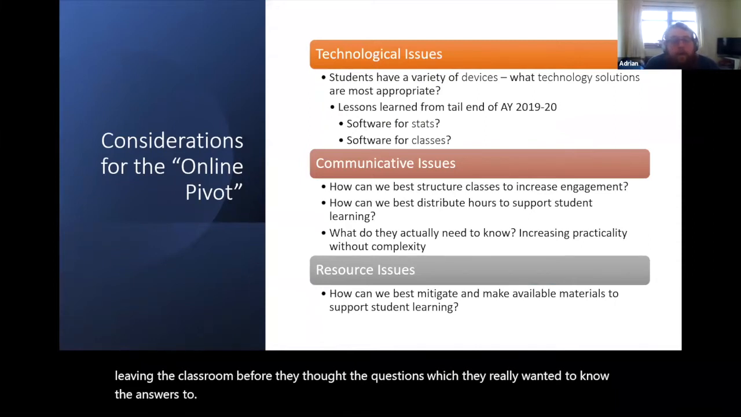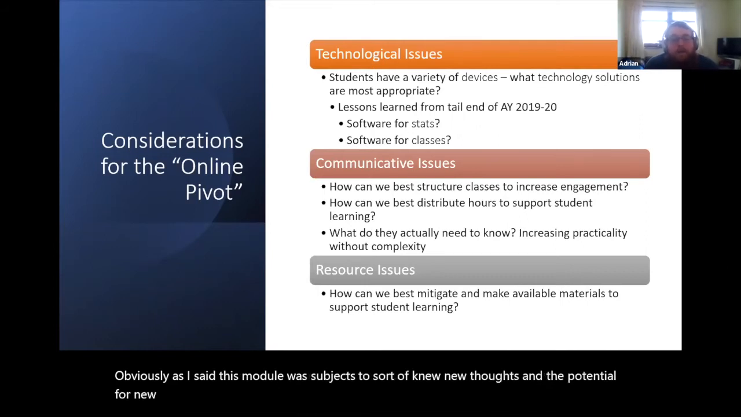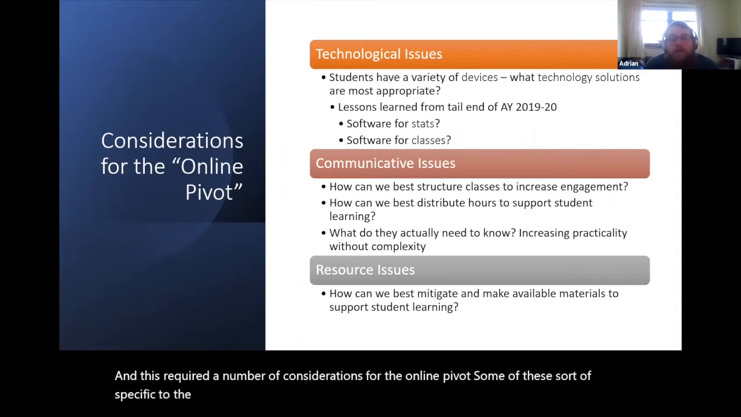So obviously, as I said, this module was subject to new thoughts and the potential for new approaches, but this was pushed forward quite dramatically by the COVID-19 issue. This required a number of considerations for the online pivot, some specific to the module, some broader decisions taken to ensure continuity across our undergraduate curriculum at Durham.